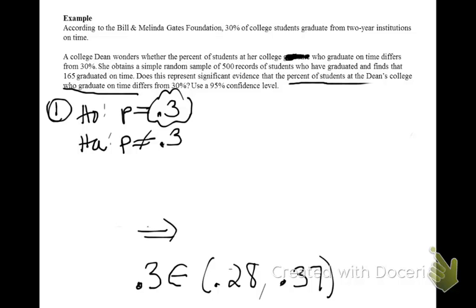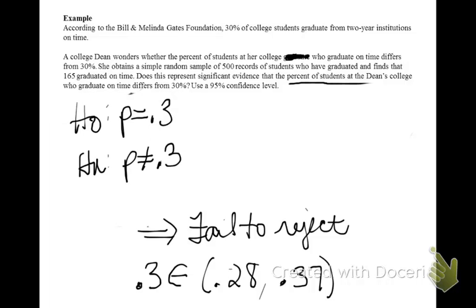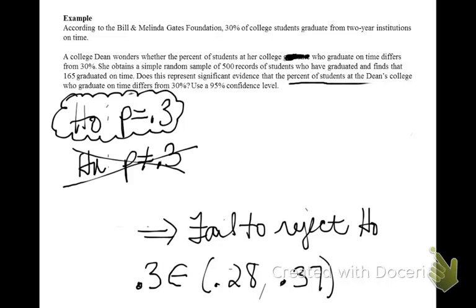Therefore, you should fail to reject the null hypothesis. There is a chance that the proportion could equal 0.3. If you fail to reject the null hypothesis, that means you have to say that it's likely the true proportion could be 0.3, which means you could not prove the true proportion was different from 0.3. Let's use this to write our conclusion.